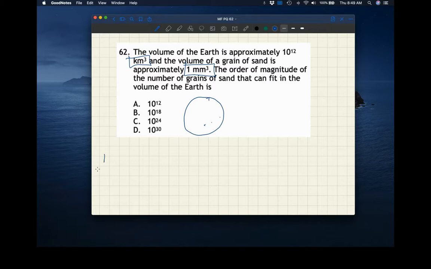So, we're starting out with 10 to the 12th cubic kilometers. And we need to end up with cubic millimeters. And so to get rid of the cubic kilometers, we've got to go to meters, and then from meters to millimeters. So we've got kilometers here and meters. And so we have 1 kilometer is 10 to the third meters. Now, as we've seen previously, meters to kilometers is a linear measure, and we're talking about volume. So we've got to do this 3 times to get to cubic meters.